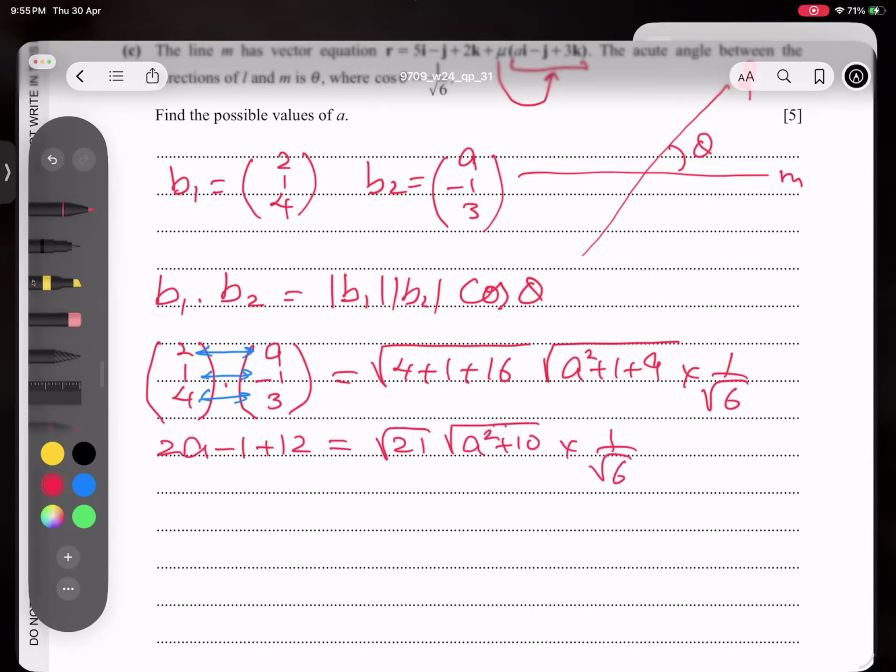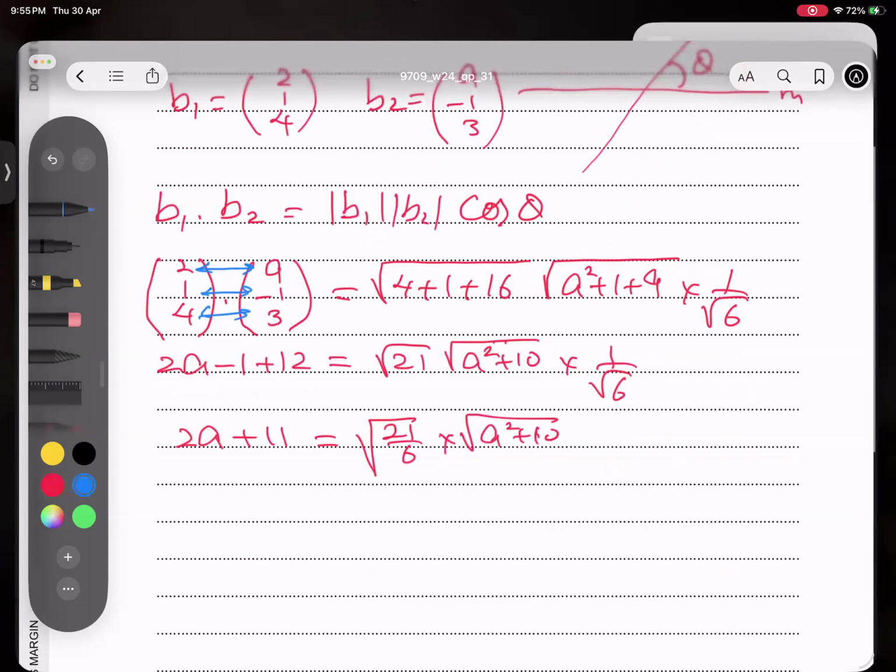Okay students, what is the technique now? We have 2a, and this is plus 11. And the two roots can be combined. So I can write it like this: 21 over 6, and inside we have a squared plus 10. I can cancel these numbers, 3 twos are 6 and 3 sevens are 21. I'm getting 2a plus 11 equals 7 over 2 times the root of a squared plus 10.